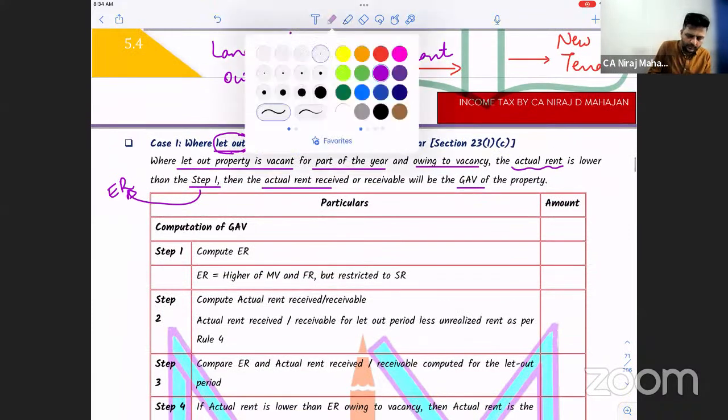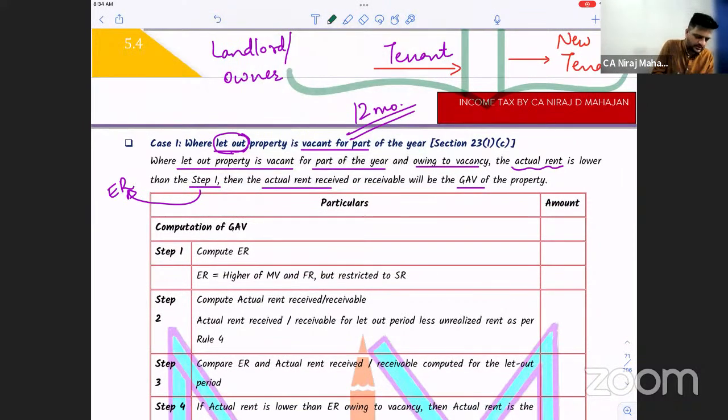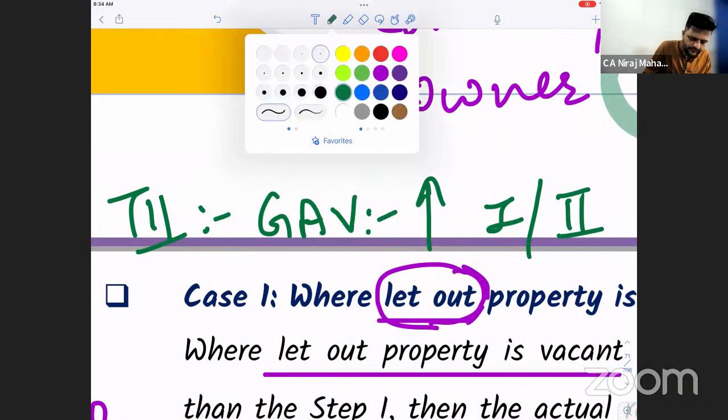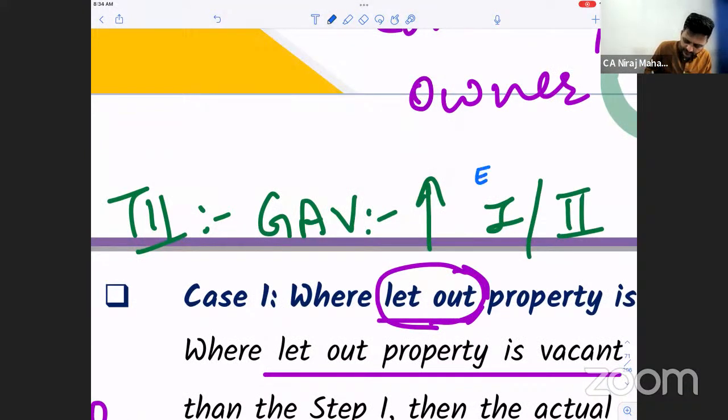Now they are saying that, pay attention, what is my general normal law of step number 3 of GAV? Remember that? GAV is the higher of 1 or 2. Remember or no, bachcho? Higher of 1 or 2. What is step number 1, everybody? Expected rent. And step number 2, actual rent. Clear till here? Where will I reduce the vacancy loss, from expected rent or actual rent? I will reduce vacancy loss from actual rent.